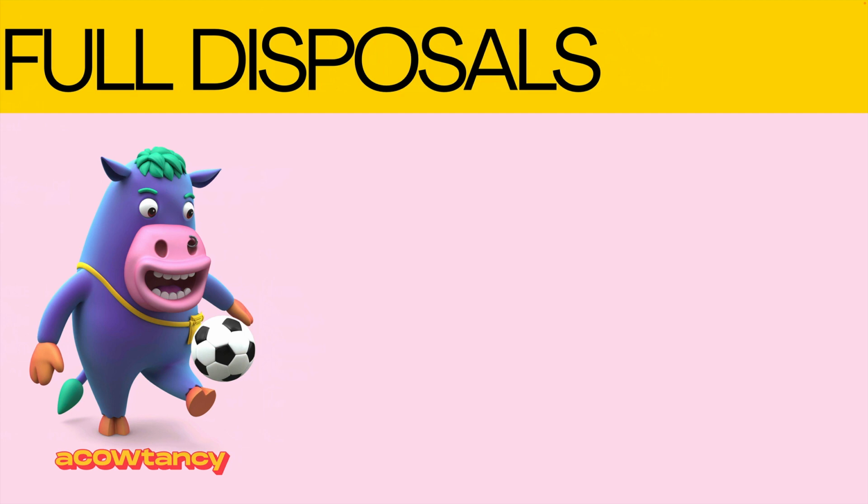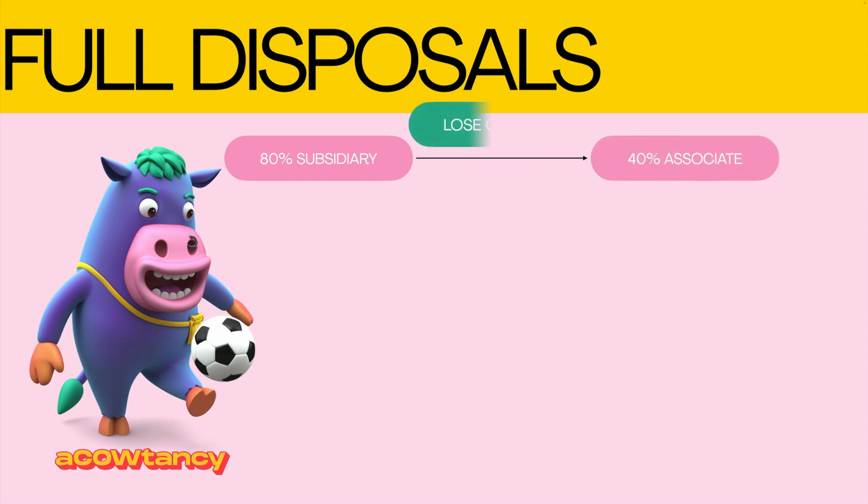Full disposals then. What do we mean by a full disposal? Well, it means when you did have control, you sell some of it, and you no longer have control. That's a full disposal. So it's a full disposal of a subsidiary, because the subsidiary you have control of is in your accounts, in your group accounts.